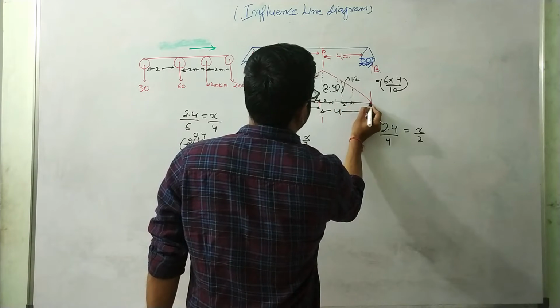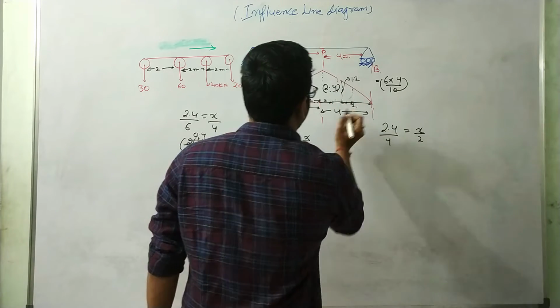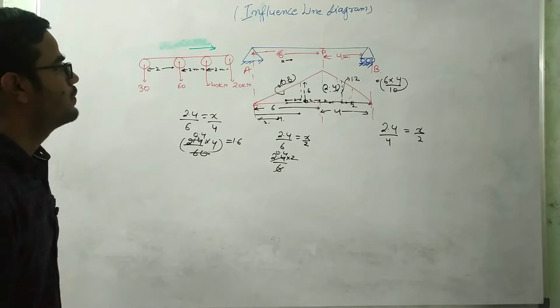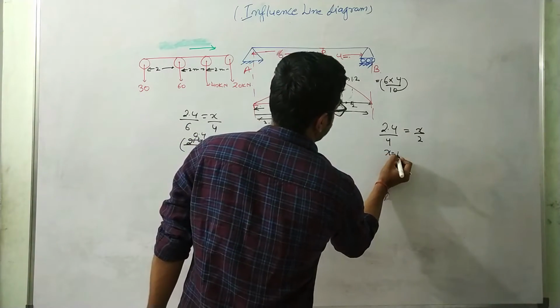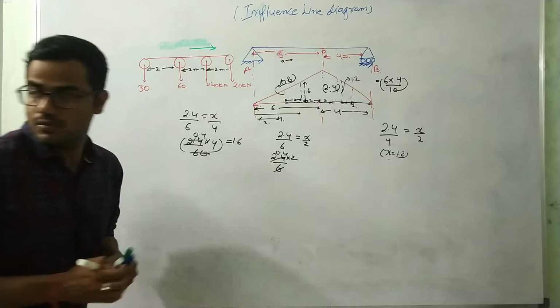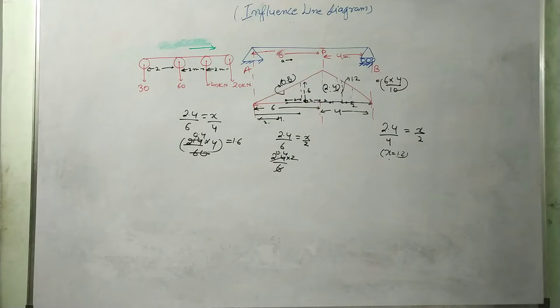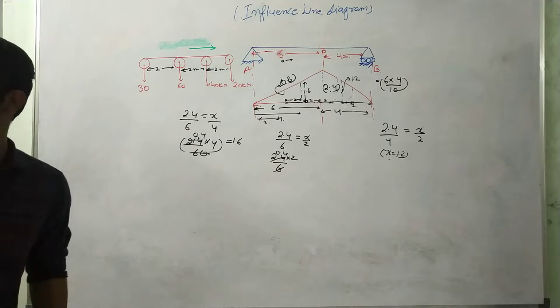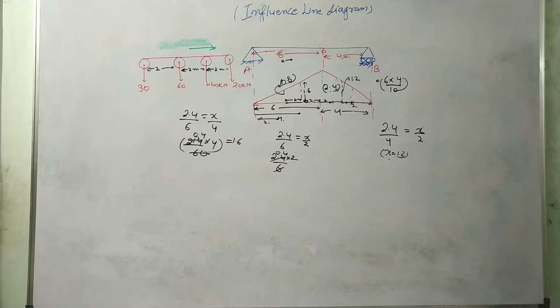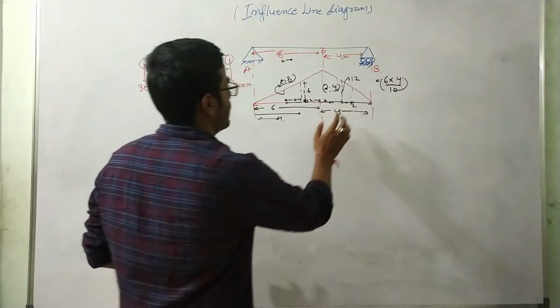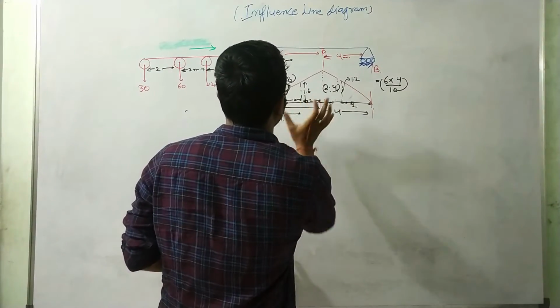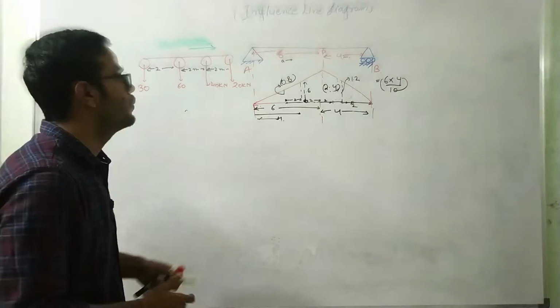This ordinate will become 1.2. Okay, so you can see that we have calculated the ordinates for this influence line diagram for unit load.